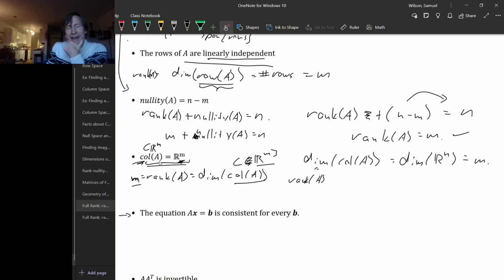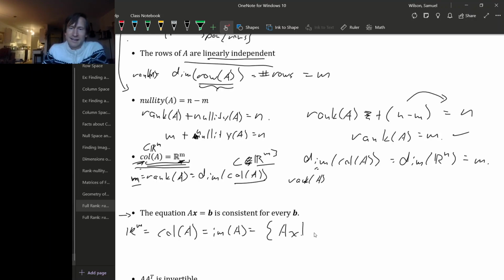Well, let's suppose that the column space of A is all of Rm. Remember that another name for the column space of A is the image of A. And the image of A is just all the vectors that look like A times something. So what we're saying here is all of Rm looks like A times something.